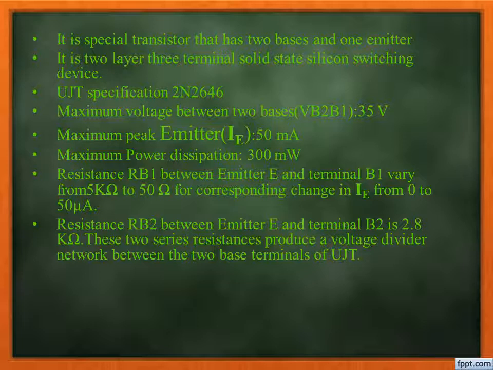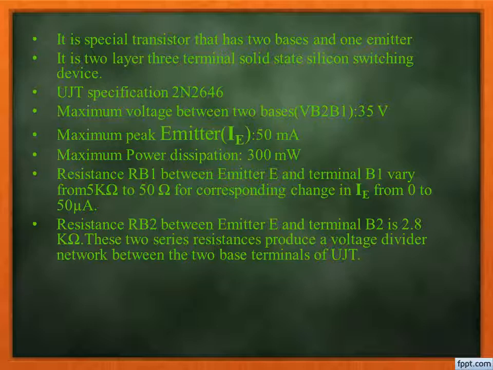Then next, the UJT specification. The most commonly used UJT is 2N2646. Maximum voltage between the two bases, that is B1 and B2, is 35 volts. The maximum emitter peak current is up to 50 milliampere. Maximum power dissipation is 300 milliwatts.